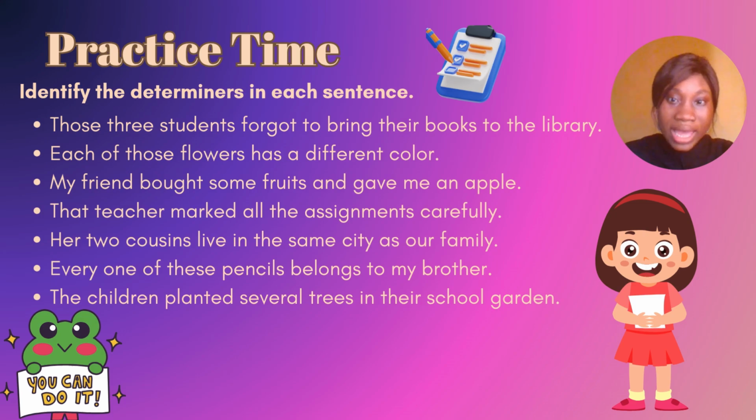Number two, each of those flowers has a different color. Can you identify the determiner there? And what kind of determiner is present in that sentence? My friend bought some fruits and gave me an apple. That teacher marks all the assignments carefully. Her two cousins live in the same city as our family. Every one of these pencils belonged to my brother. The children painted several trees in their garden.